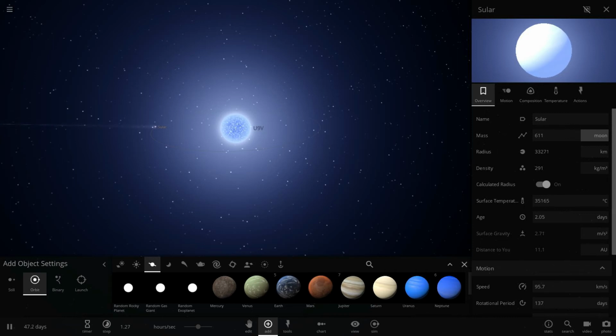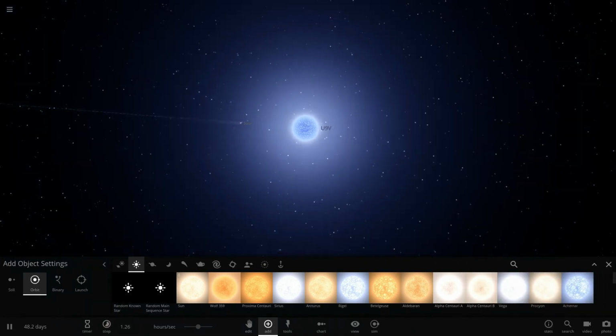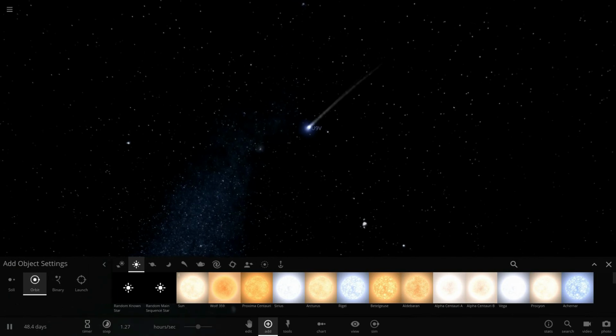Is that 35,000 degrees? That's crazy hot. How hot is Rigel? I think Rigel is 12,000 degrees. So this is around 2.5 times hotter. I don't even understand. Look at this.